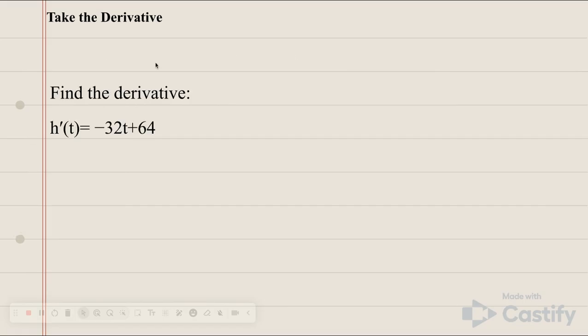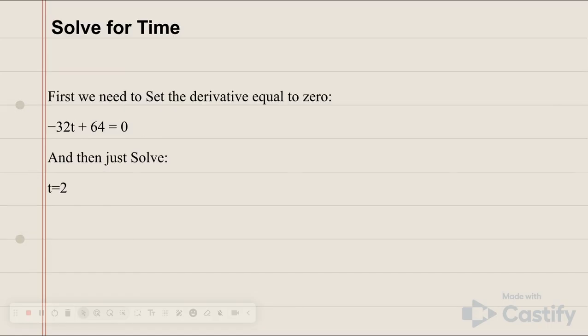So in order to solve this problem, we need to take the derivative. The derivative represents velocity, and the definition of velocity is the rate at which an object changes its position. So when velocity is set equal to 0, that's when the ball is at the peak, or its highest point, between when it's rising and when it's falling. So in order to solve, we need to set this derivative equal to 0.